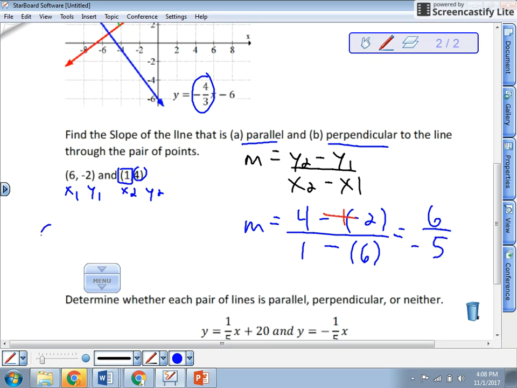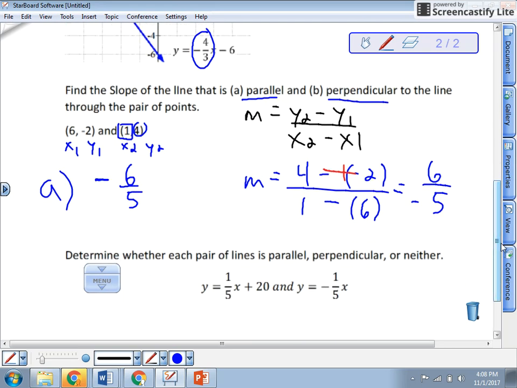So for A, if it's parallel, it has to have the same slope. So I'm just going to put -6/5. And then for B, I'll scroll down a little bit. If we want a slope that's perpendicular, that means it's the opposite reciprocal. So since this is -6/5, it's going to be positive, and then we're going to flip the 5 over the 6.